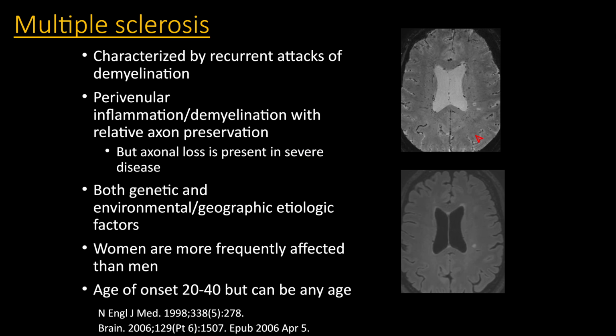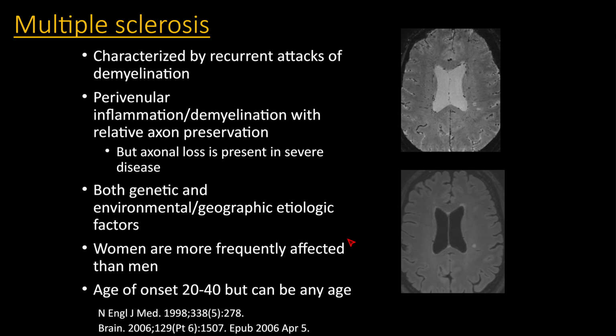Here are some images of a patient with MS, and this is an SWI here showing the perivenular aspect of MS. You can see this white matter hyperintensity that's here and there has a little dark vessel going through it. So that's what is meant by perivenular inflammation. Now, MS has probably genetic, environmental, even geographical etiologic factors, but we're not going to go over them in this lecture, or the clinical aspects too much.